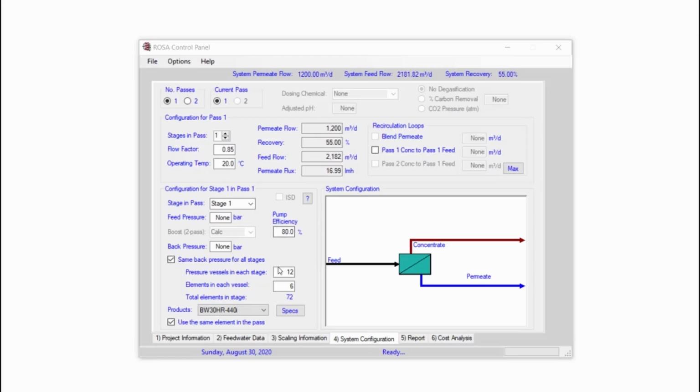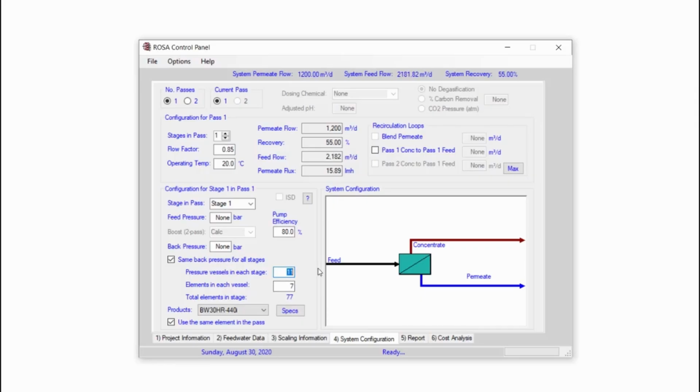Now in the software, I want to change the elements in each vessel and increase it. You have to notice that the total elements in a stage has to be 72. Now if I change the elements in each pressure vessel to 7 and decrease the pressure vessels to, for example, 11, now we have 77. And in this case, the cost for your project increases.